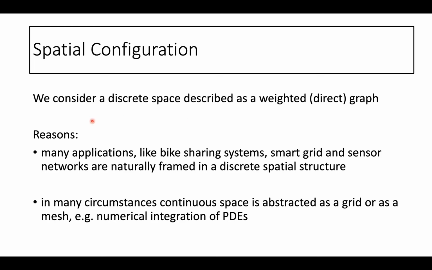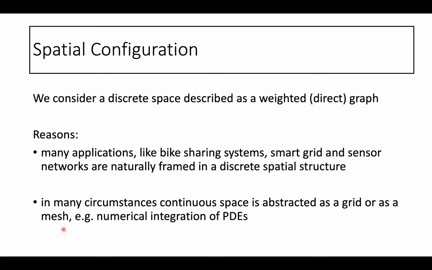The spatial configuration that we consider is a discrete space described as a weighted directed graph. Undirected graphs can be treated as directed graphs with a symmetric relation. The reason why we chose this kind of description of the space is mainly twofold. The first is that many applications that we consider, such as bike sharing systems, smart cities and sensor networks, are naturally framed in a discrete spatial structure.